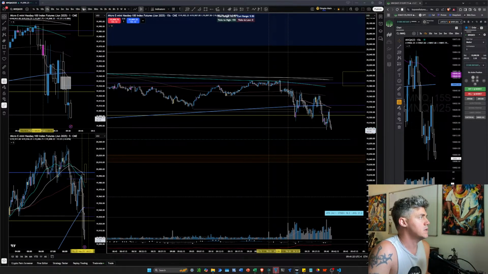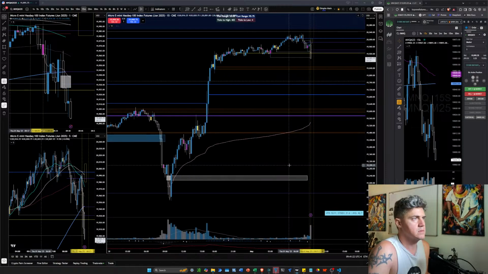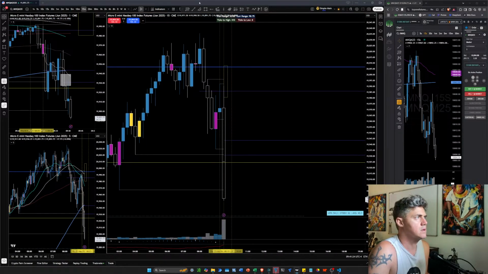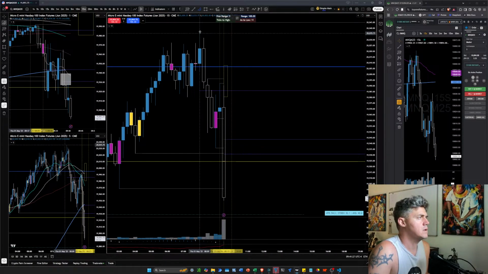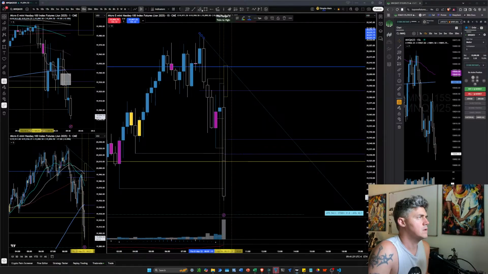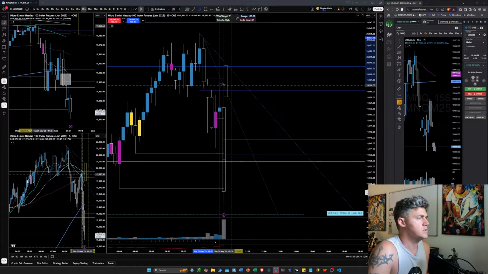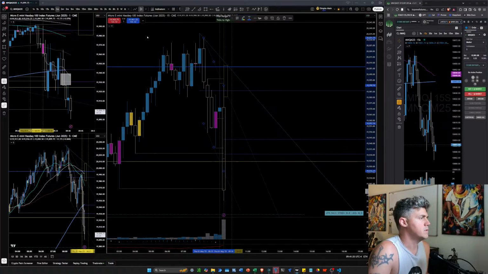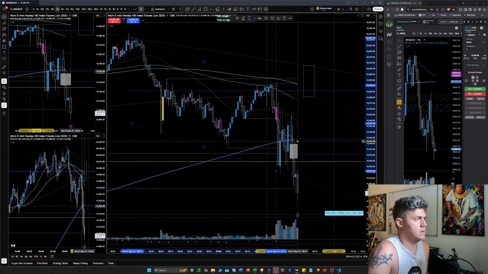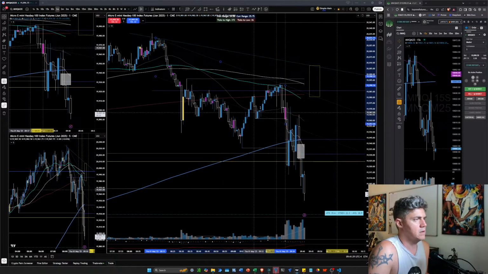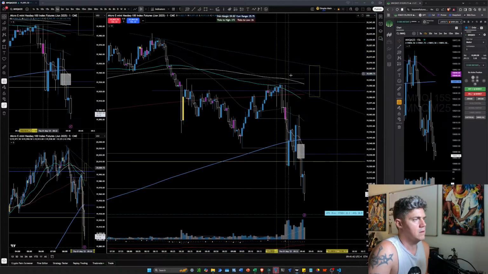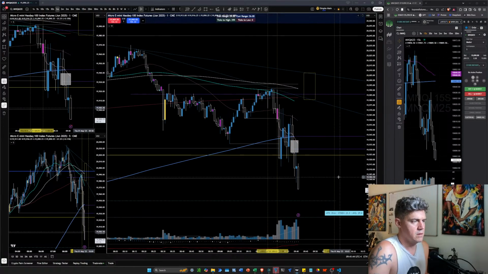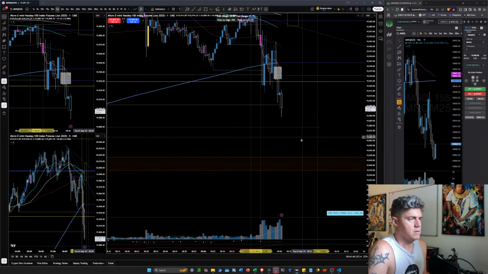Well, let's see. We got 15 minutes. Just getting some trend lines on here. 1 minute. Overshot. Okay. New day opening gap.